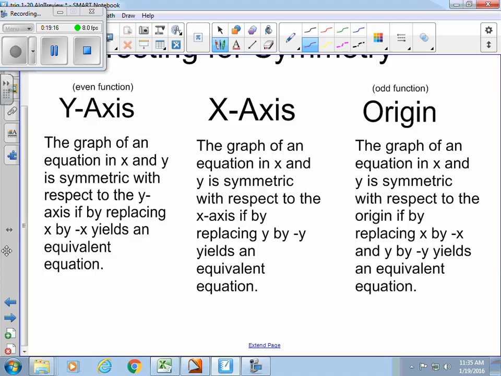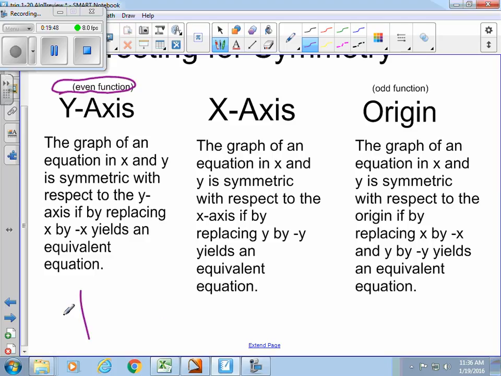Okay, y-axis symmetry. You all know what y-axis symmetry is, right? Well, sometimes I want to find out algebraically if a function has y-axis symmetry or not. To find out, and if it's a function, it's called an even function if it has y-axis symmetry. You replace the x value with a negative x. If it gives you the same thing as a positive x gave you, you would have an even function.